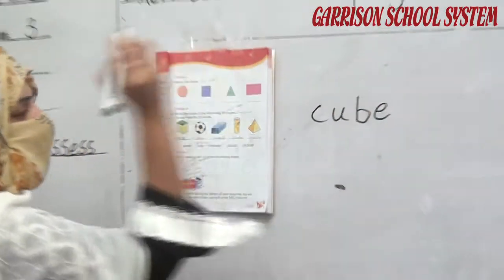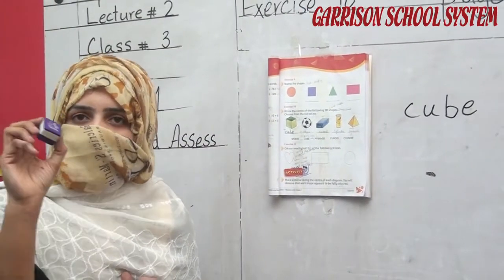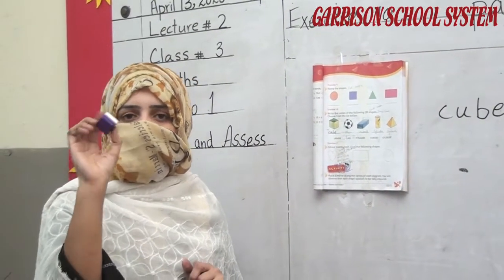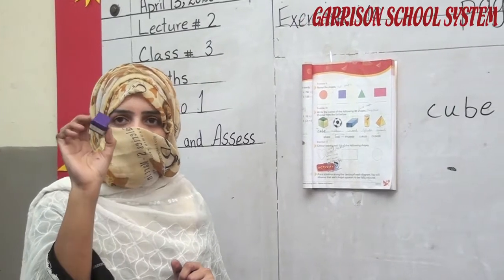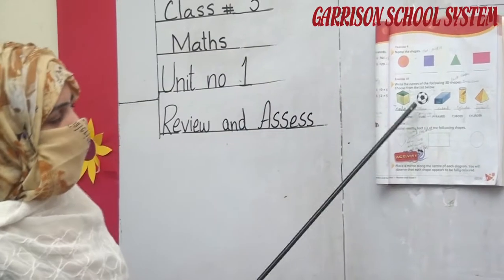C-U-B-E, cube. Because it is made from many squares. 6 squares are used to make this shape. Now look at the next shape. This is a ball and this is round.